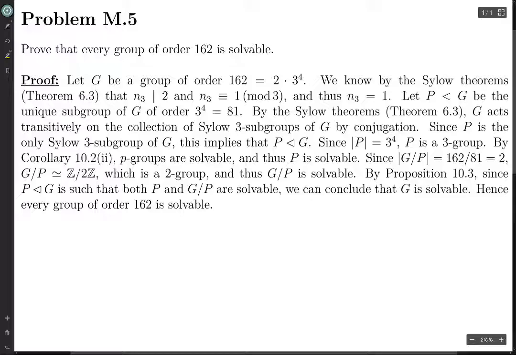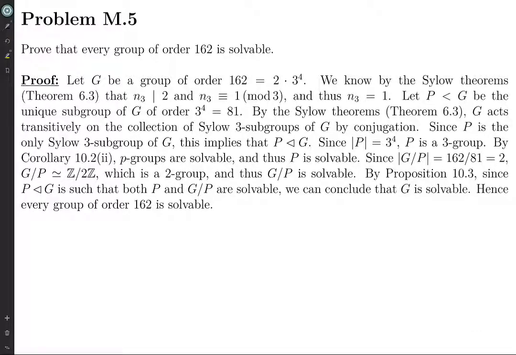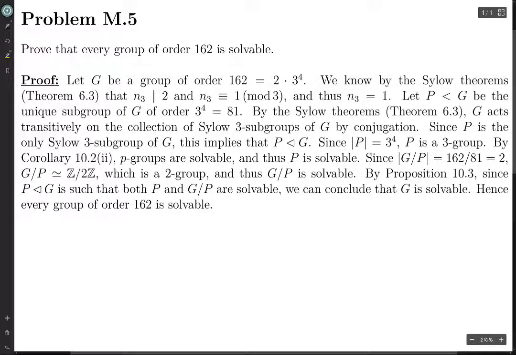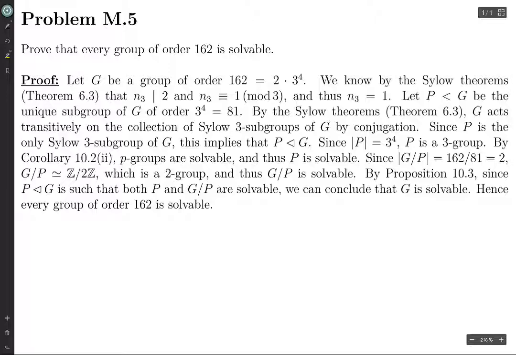Alright, so what about G then? So let's look at the quotient. The quotient is obviously going to have size 2, and so the quotient is isomorphic to Z mod 2Z. That's a 2-group, and 2 is prime, so obviously this is going to be solvable. However, note that this means that we have a normal subgroup such that both the subgroup itself and the quotient are solvable. And we know that that implies that the overall group is solvable. And so therefore every group of order 162 is solvable.